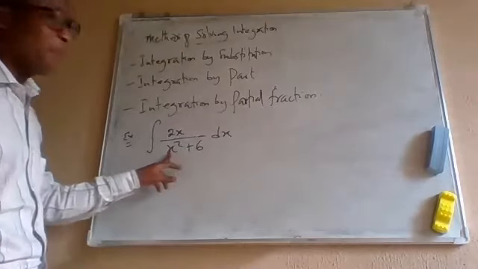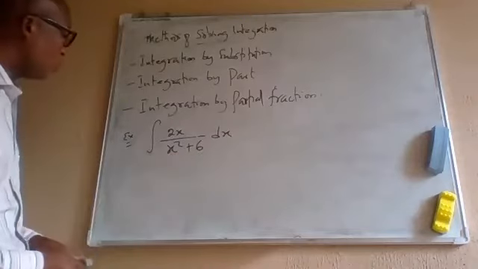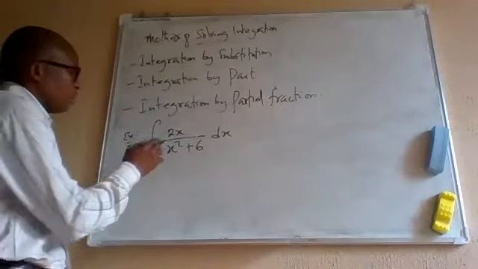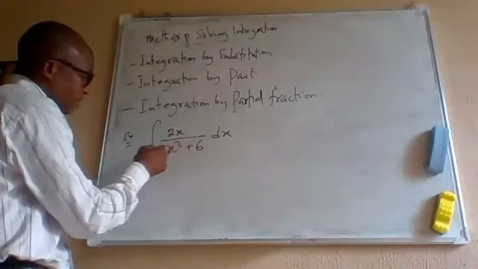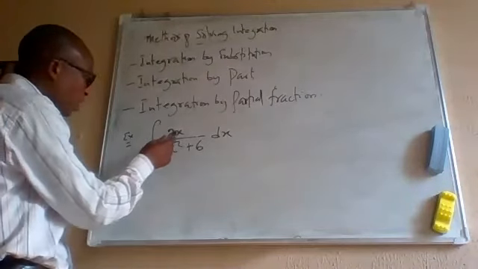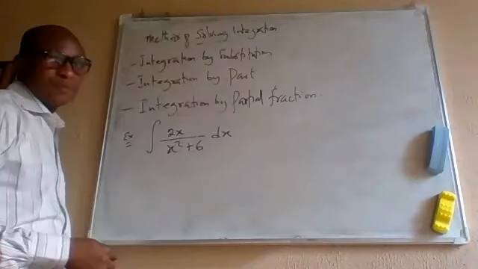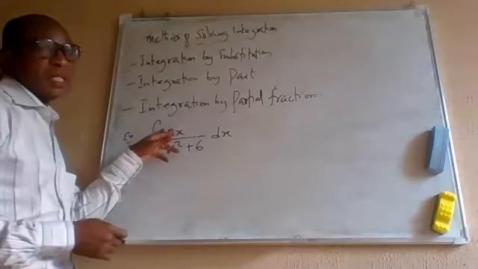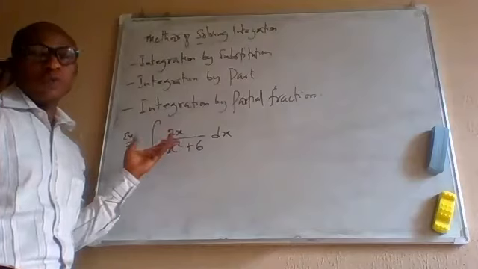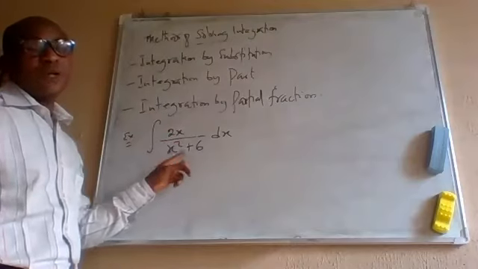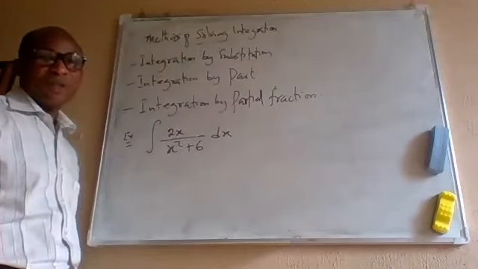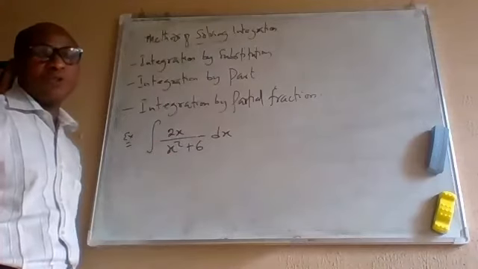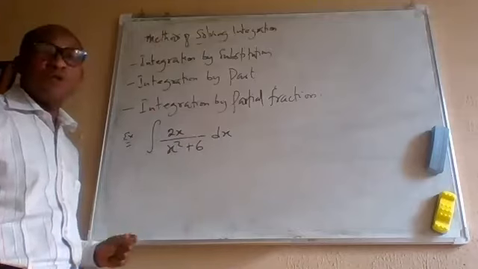So to use the substitution method here, what do we do? There are two things here. One of these two things, when you differentiate, gives you the other one. When we differentiate 2s, that will just give us 2. But look at the other one, s squared plus 6. When you differentiate it, that will give us just 2s. So in that case, substitution method is the best method you can use to solve this.